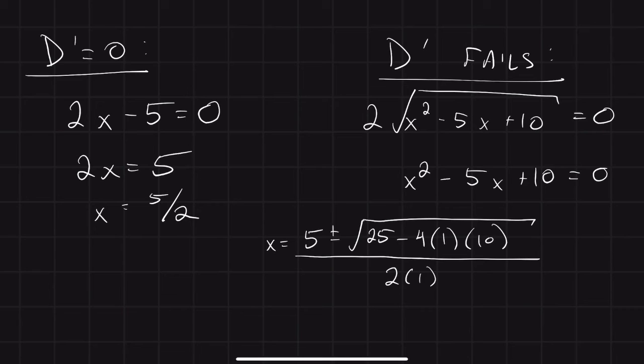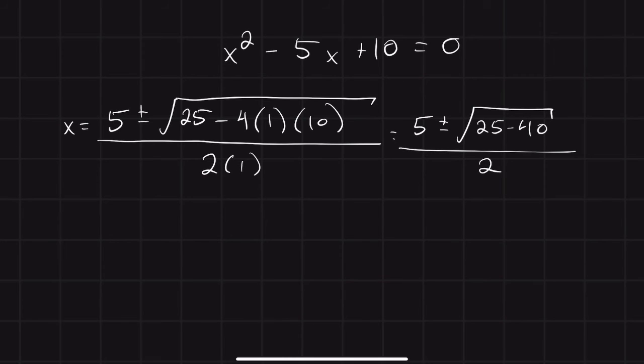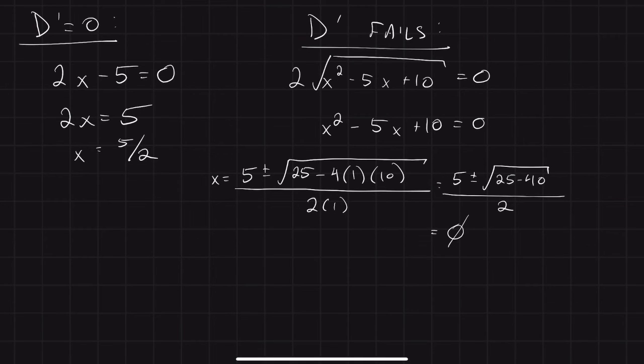What we have inside the square root would end up being a negative number, 25 minus 40. Since we can't take the square root of a negative number, that means that we would find no solution when considering if d prime fails. Even though we have x's in the denominator, there is no value of x that would make the denominator 0.